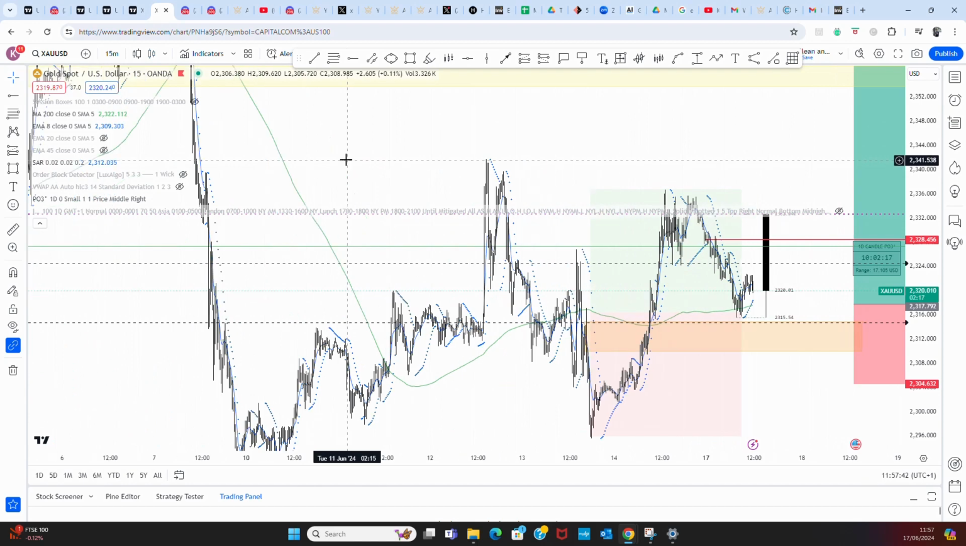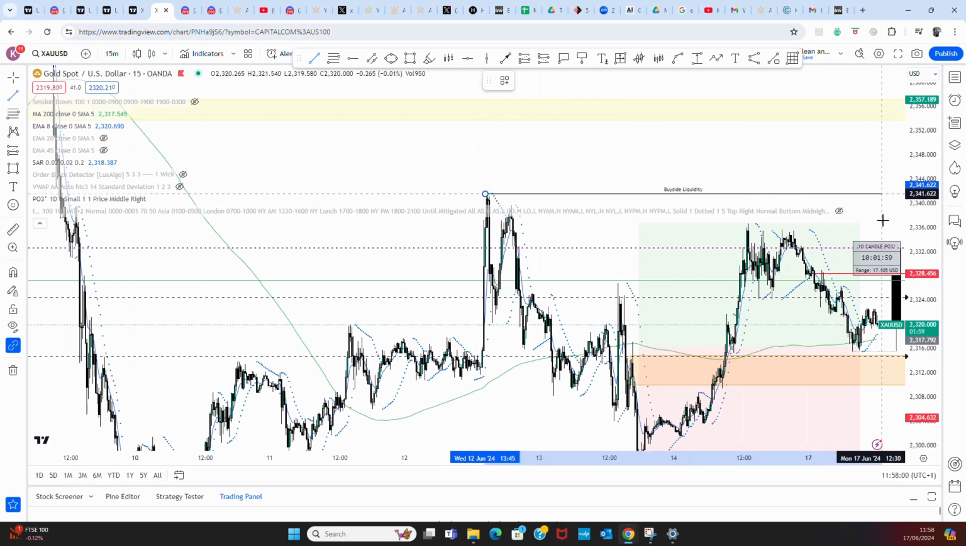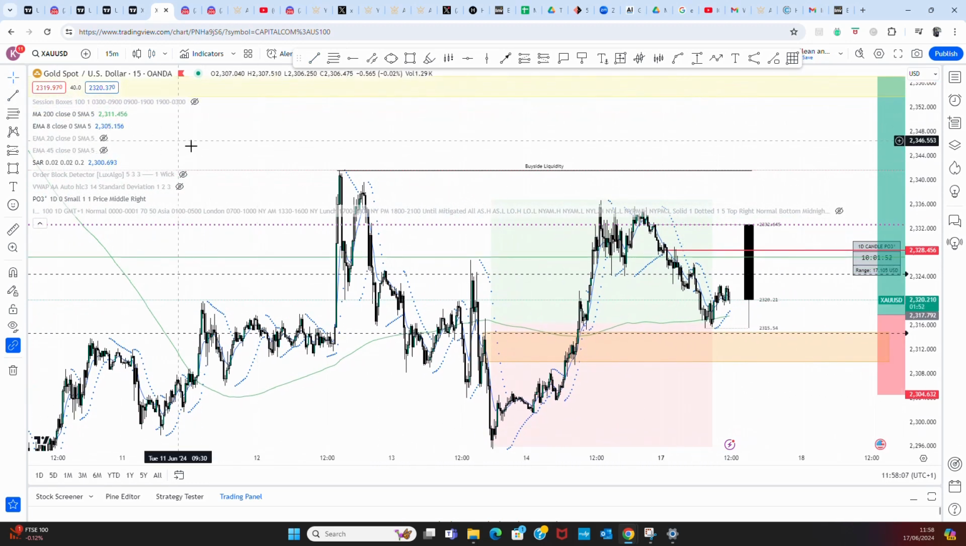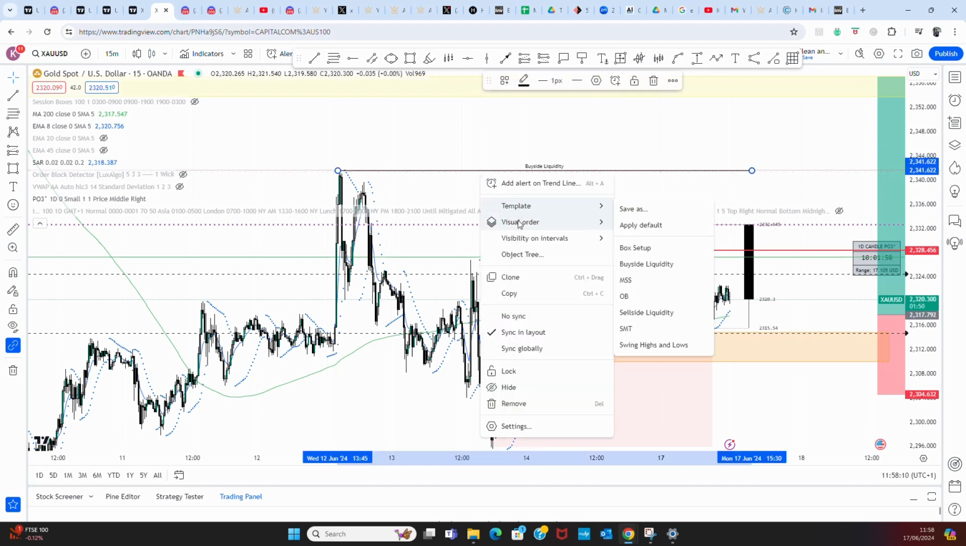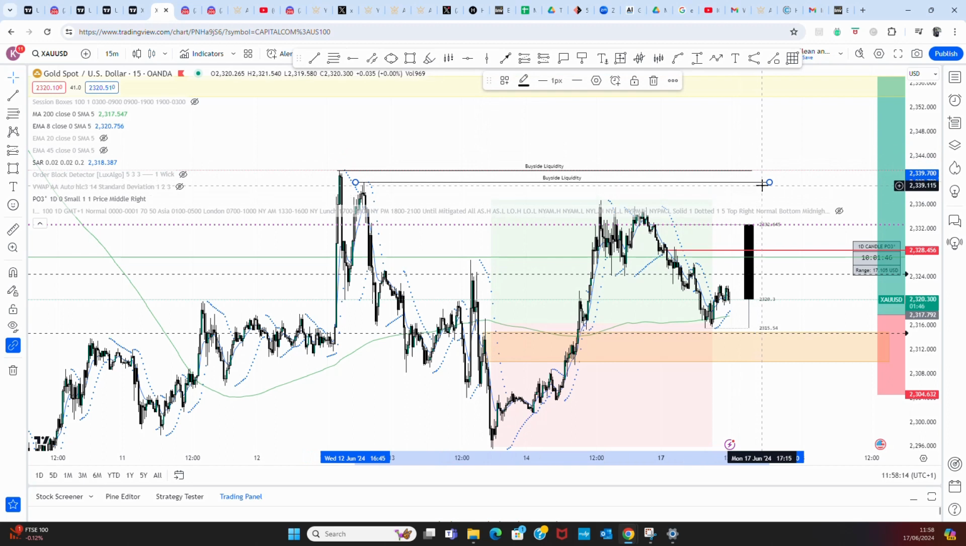I'm looking at a long position first, initially in the week. Targeting there, take off half my position. Take off these equal highs. So let's put that in. Buy side liquidity. Clone. Buy side liquidity.